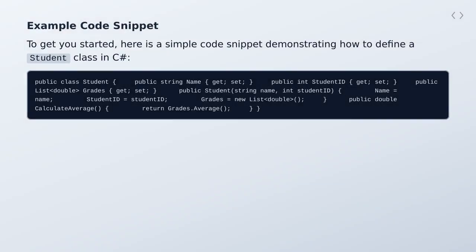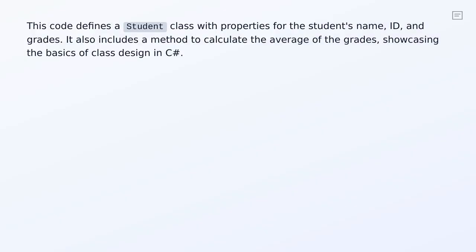Now we're on example code snippet. To get you started, here is a simple code snippet demonstrating how to define a student class in C#. This slide introduces a class definition. Study the structure in the code sample. Here's the idea. This code defines a student class with properties for the student's name, ID, and grades. It also includes a method to calculate the average of the grades, showcasing the basics of class design in C#.